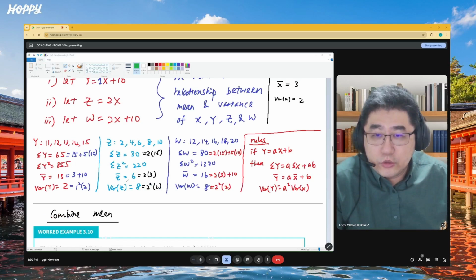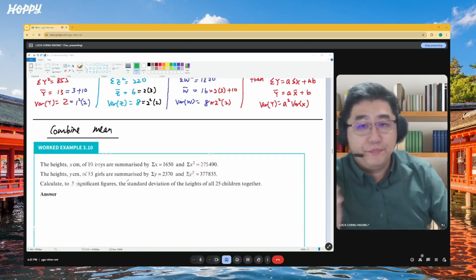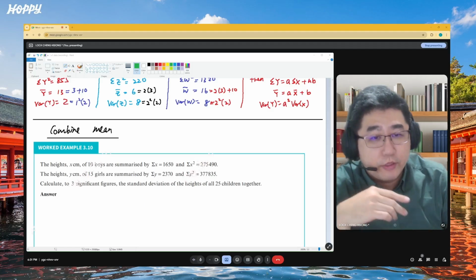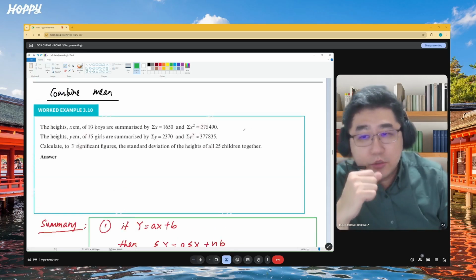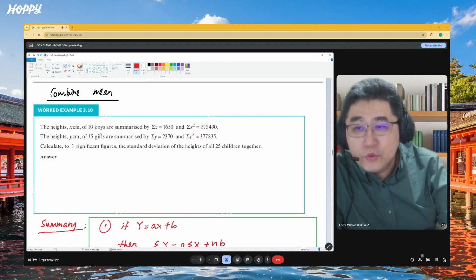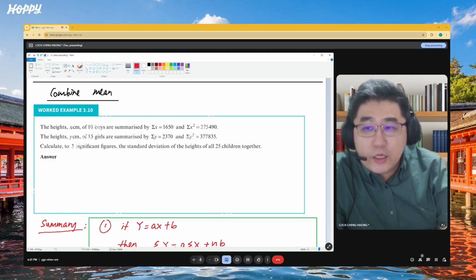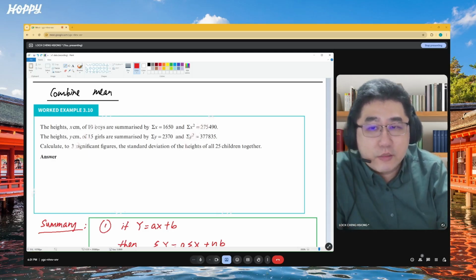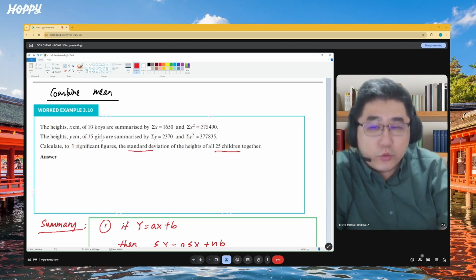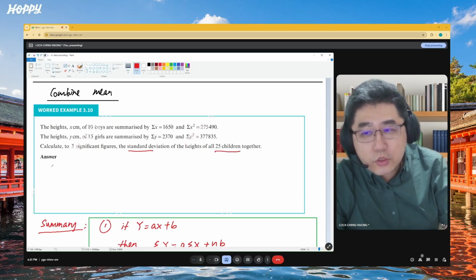Okay, now we continue with the combined mean. Combined mean is talking about if we have the data with two set of data and we want to combine them together. So what can we do? Okay, so we combine the sum together. Okay, so over here for this example, the height x value of the 10 boys are summarized as this and this, and the y summarized for 15 girls is summarized as this and this. Okay, so find the mean and standard deviation for all the 25 people.